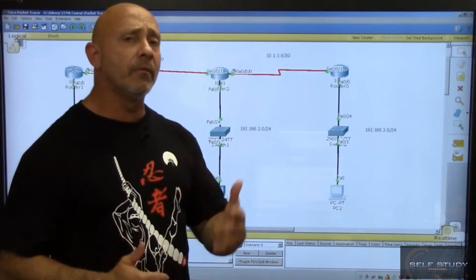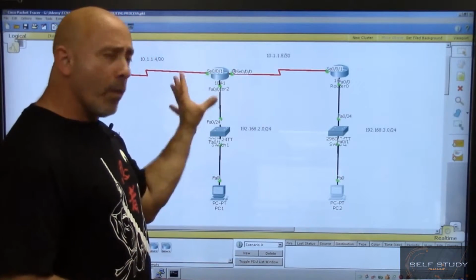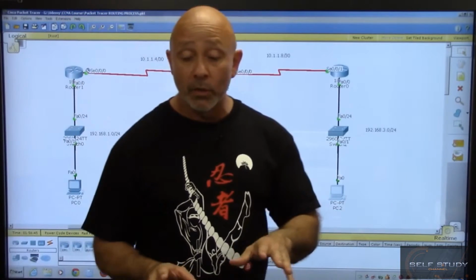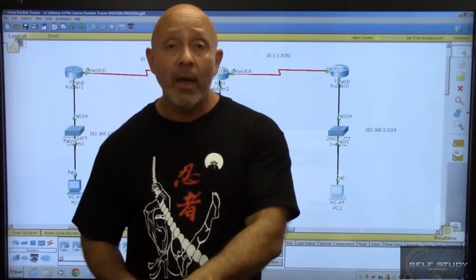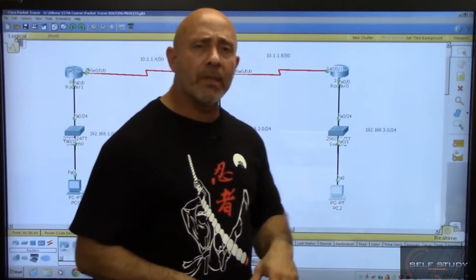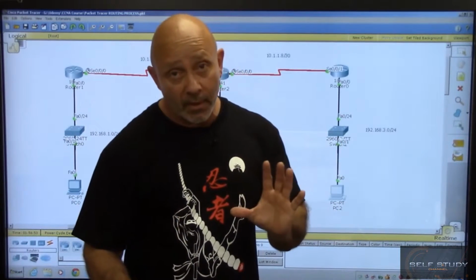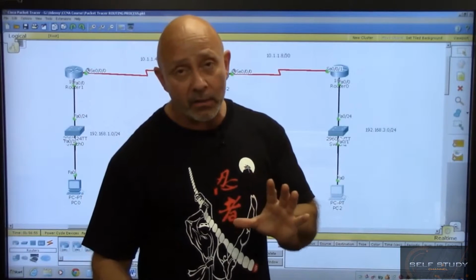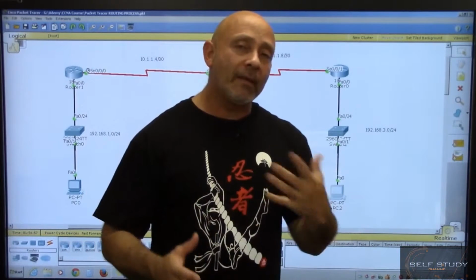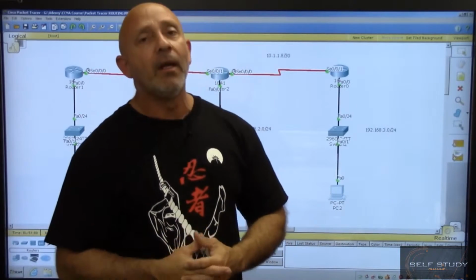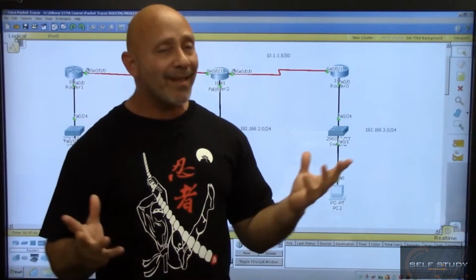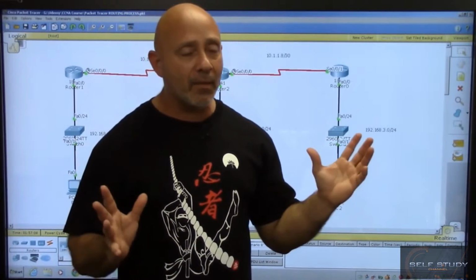Now, when we get to the configuration part, we will do it here, but I'm also going to show you how to do it on the live routers. I have 1841 routers, and I have only two PCs hooked up, so you can actually see the prompt of the live router. For those of you that think Packet Tracer is not the same, it's the same exact thing.